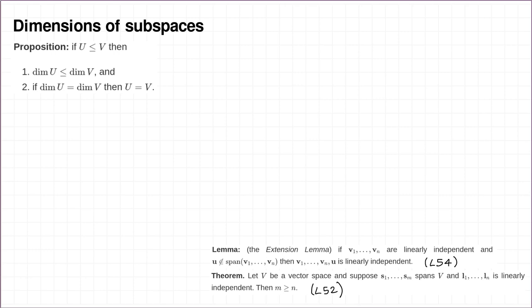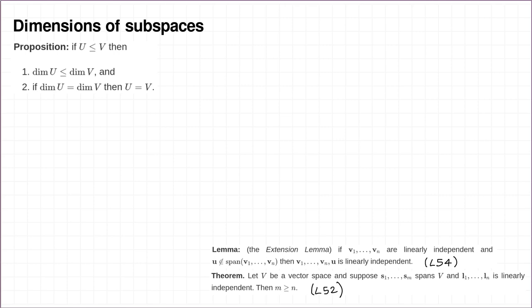Next, we're going to prove a result about dimensions of subspaces. Part of the point of introducing the dimension of a vector space was as a measure of how large that vector space was. And the dimension wouldn't be a very good measure of how large a vector space was if you could have a subspace whose dimension was larger than the thing it was a subspace of. This proposition tells us that that cannot happen.